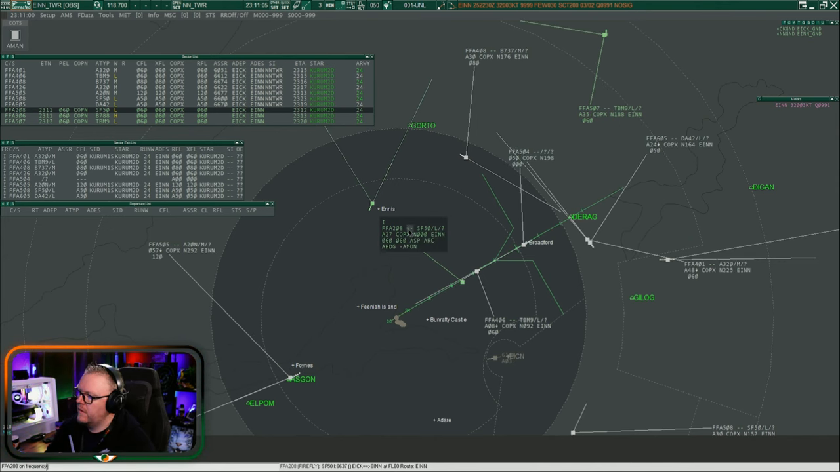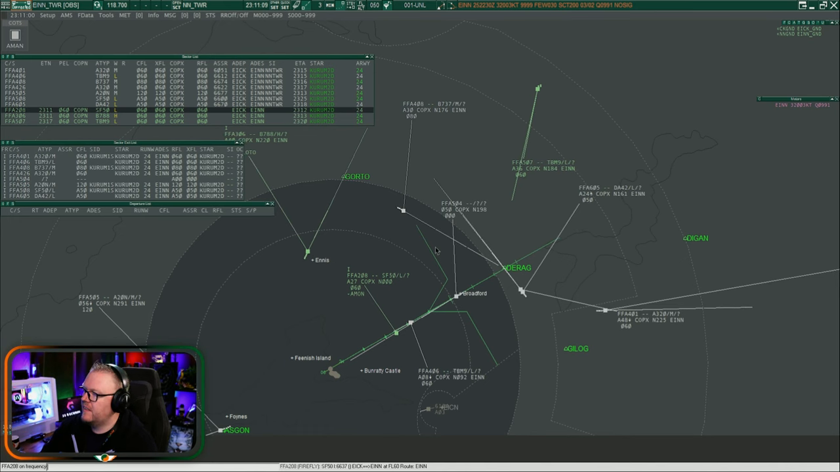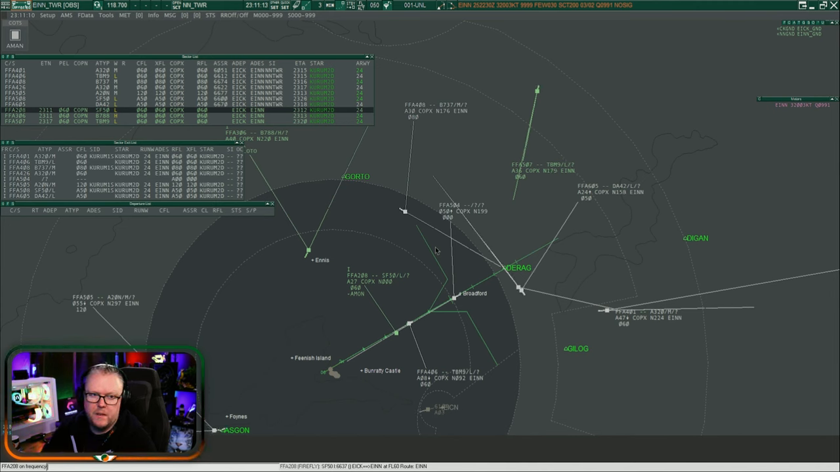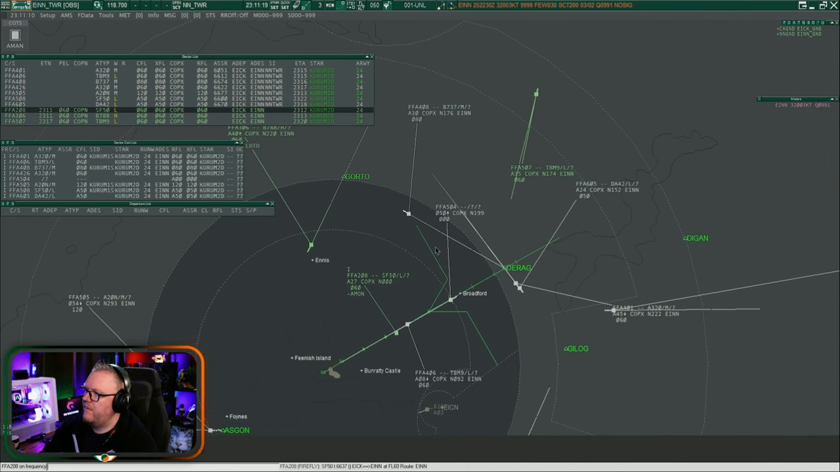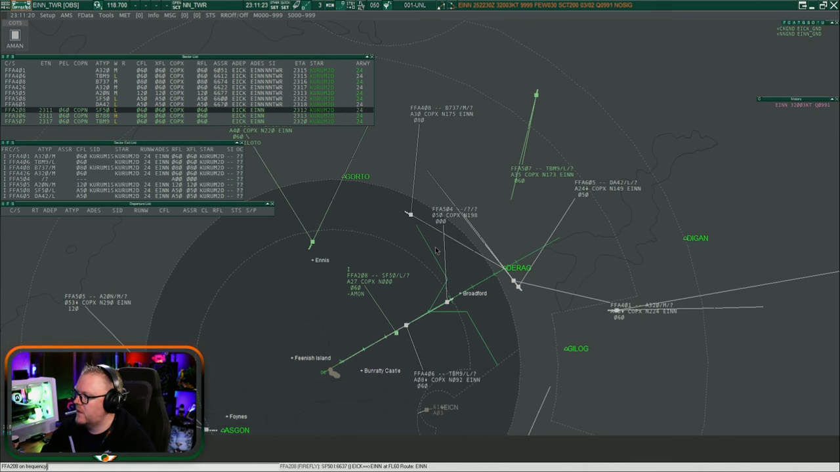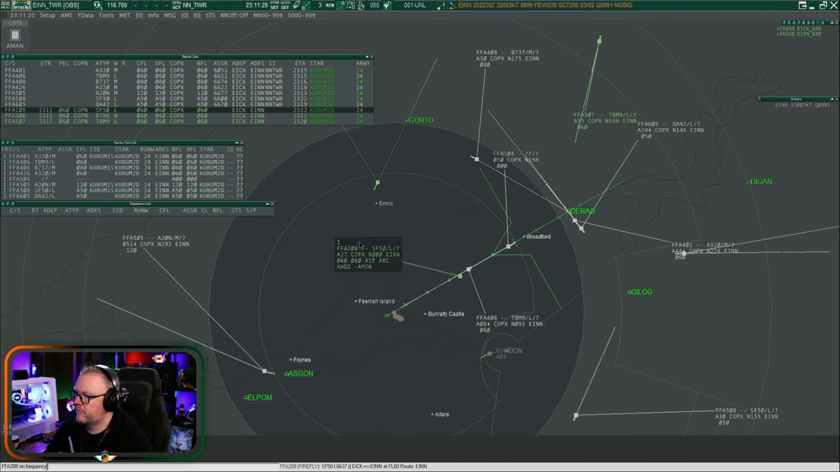Firefly 408, say again. Firefly 408, direct DGAN. Can you see the DGAN waypoint? Probably not. Firefly 408, just give me a call when established on the localizer. I will go. Firefly 408.